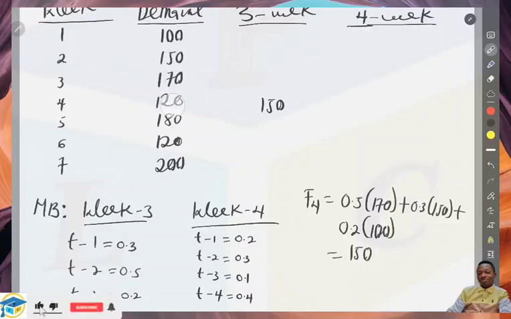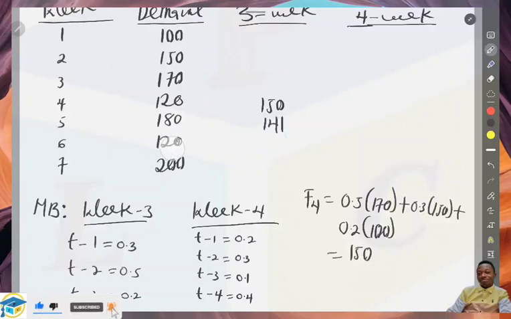But the 120, which is the most recent data, will receive the highest weight. So 0.5 multiplying 120, 0.3 multiplying 170, and 0.2 multiplying 150. You sum them up and you get your forecast for week 5. So in that line too, I got that to be 141. That is what I got for that.